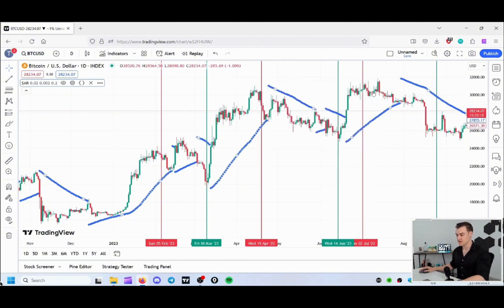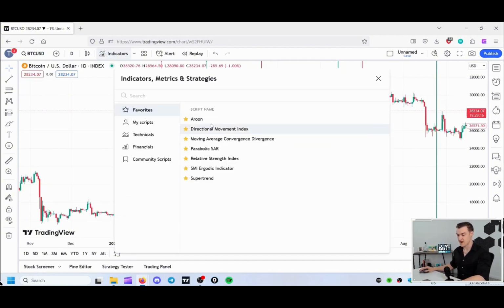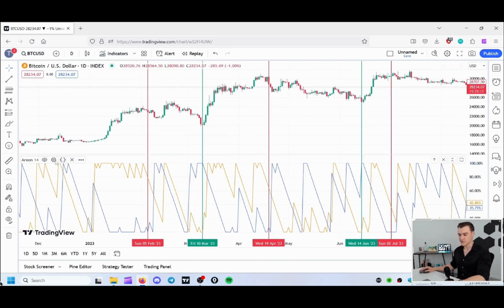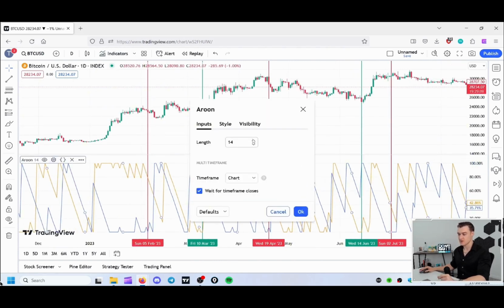Let's go to a different example. Let's go to the Aroon. We can pull that one up. And again, this one looks quite crazy. So how can we change this? We can go to the settings and we can actually modify the length parameter here. So what if we were to change that to say 30?